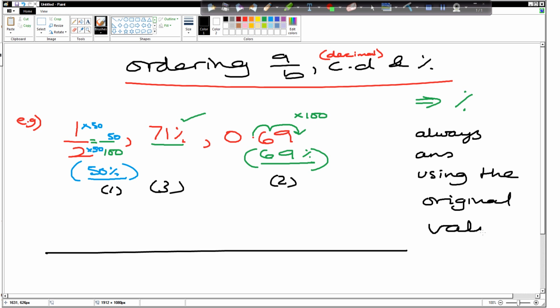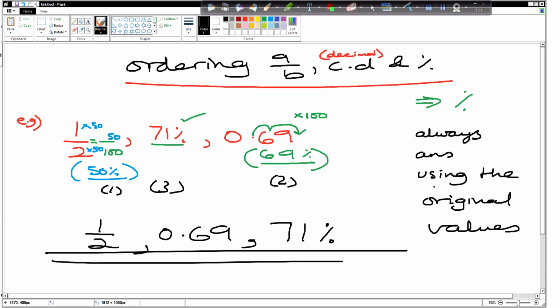If you answer not using the original values, you won't get the mark. So the first one is 50% equivalent, which is a half. The second one was 69%, which is the original value. And the last one was 71%, which actually is 71%. So these numbers here that we've done are good to help us understand, but they don't go into the answer. Are we happy with that? Are we ready for another example?